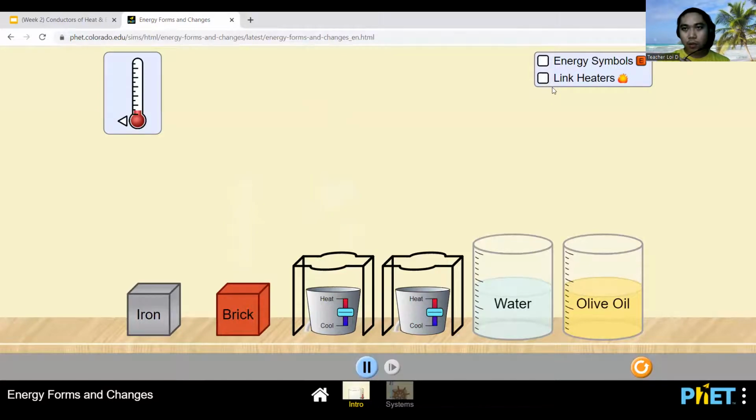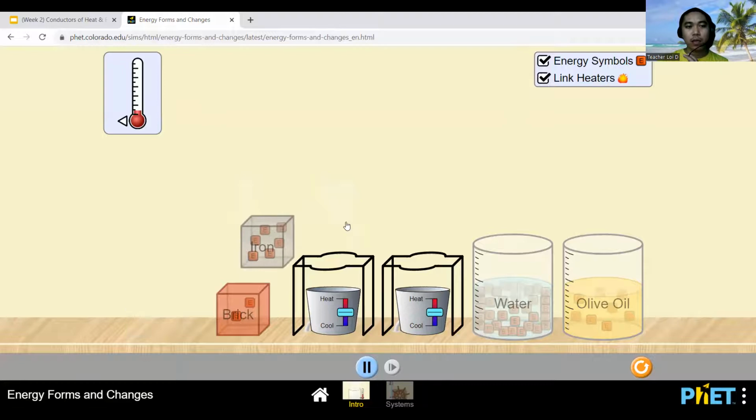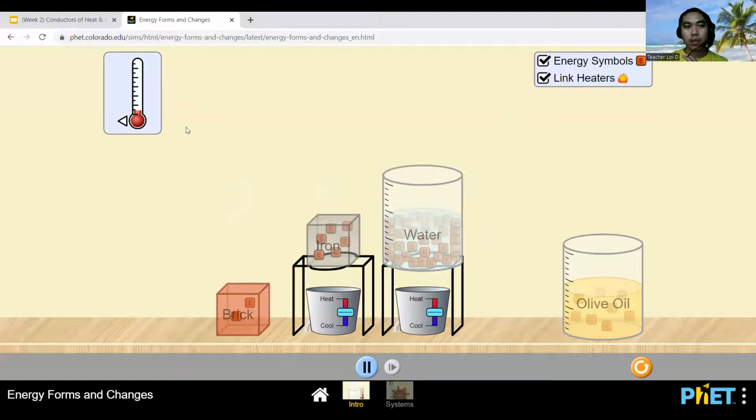So dito, ang gagawin ko, i-check ko yung energy symbols para makita natin yung heat transfer. Tapos ililink natin yung heaters, i-heat up natin. Okay, lagay tayo ng iron. Then water. I-heat, maglagay tayo ng thermometer para malaman natin kung tumataas na yung temperature. Ayan. So, turn on na natin yung heat. So, yun yung energy transfer nakikita natin, di ba?